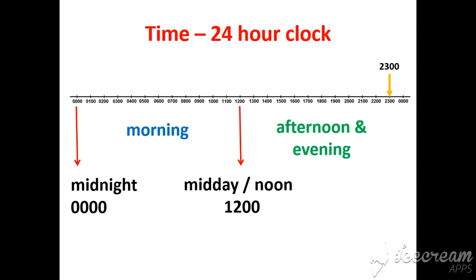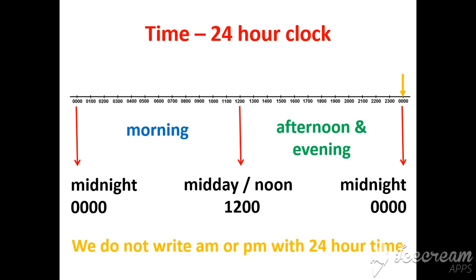2300 hours is 11 o'clock at night. And then we don't go to 2400, we go back to 0000, which is midnight, the start of a new day. So that's how the 24-hour clock system works. Notice in 24 hours, we do not use AM or PM.